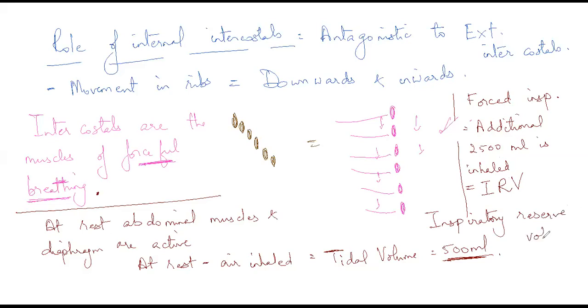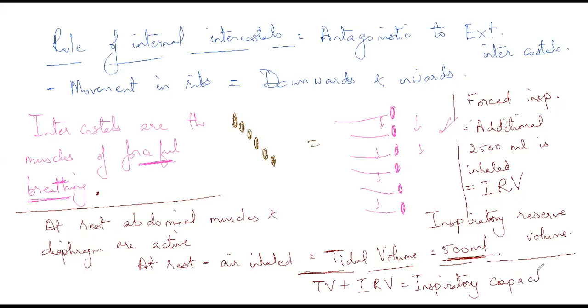Inspiratory reserve volume. अगर हम दोनों को ऐड कर दें तो ये टोटल, ये एक तरह की इंस्पिरेटरी कैपेसिटी बन जाती है। टीवी प्लस IRV becomes IC, that is the inspiratory capacity, 3 liters. Right?